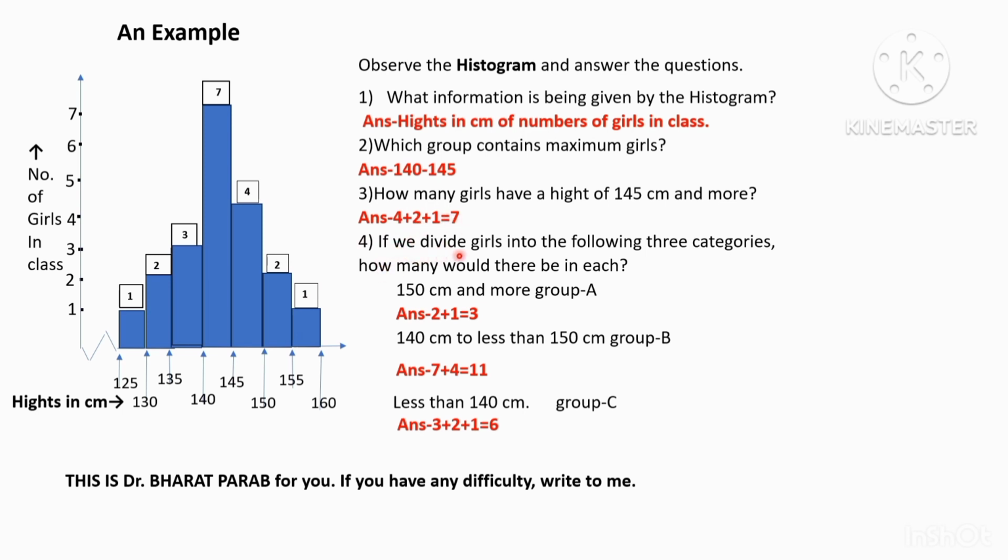So 7. Now we divide these girls into three categories. How many would there be in each? 150 centimeters and more is group A. And 150 is here. See, this is 2 plus 1, so it's 3. 140 centimeters to less than 150: 140 is 7 and this is 4, but out of that they are all 150 plus, so you get the answer 11. And less than 140 is group C. Group C contains 3, 2 and 1, so add this, and group C contains 6 girls.